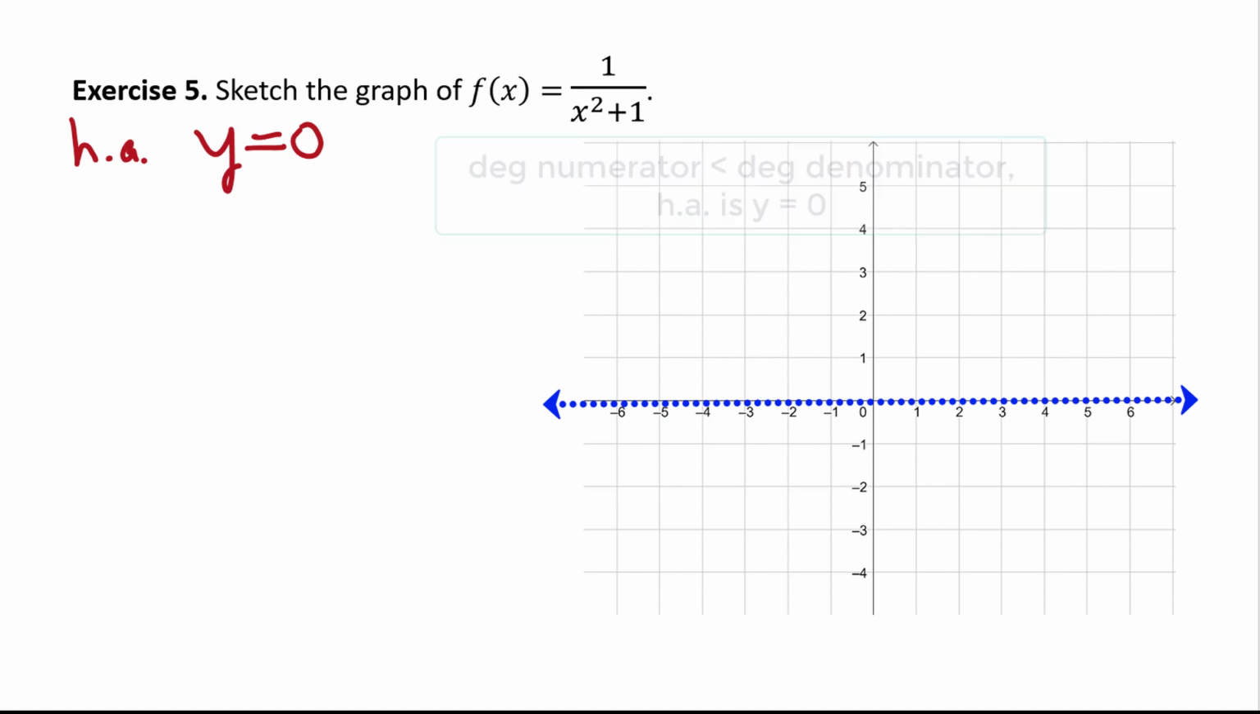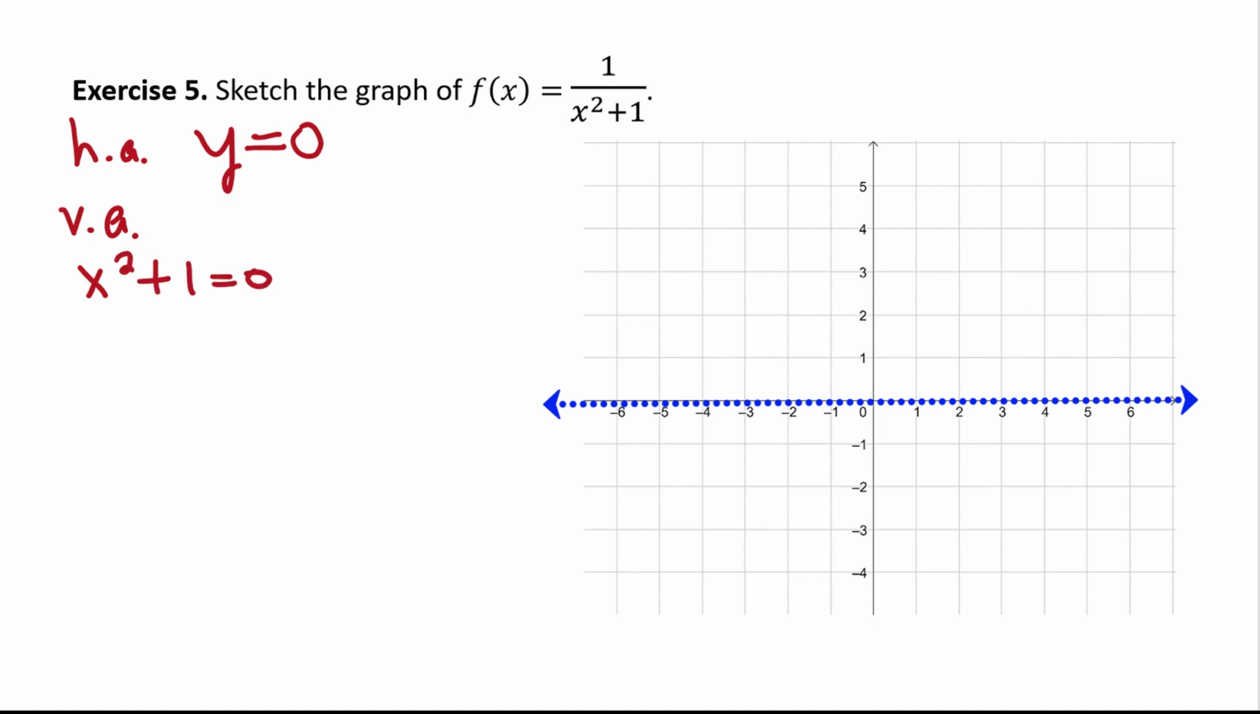Now let's look for vertical asymptotes. Vertical asymptotes are where the function is undefined, and that happens for rational functions when the denominator equals 0. So now we're going to look for vertical asymptotes and look for where x plus 1 could equal 0.